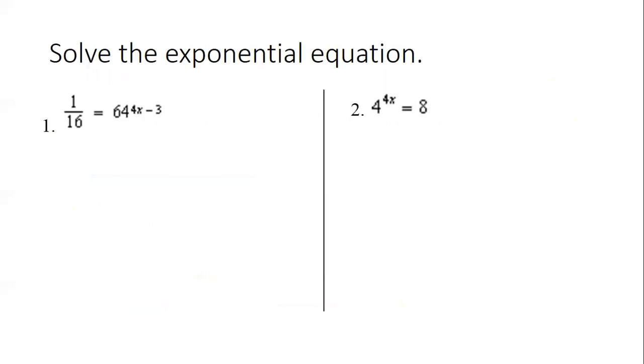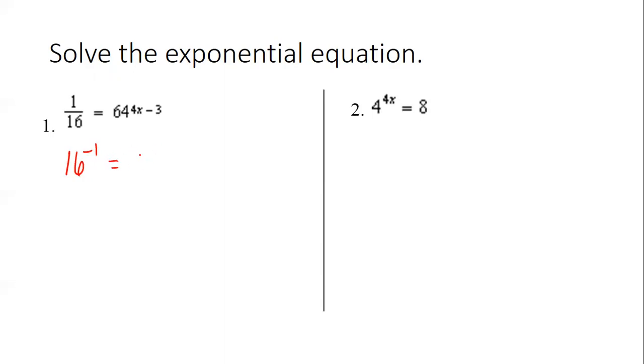So step 1, we're going to start off hard with a fraction. We're going to come out of the gate strong. We have 1/16 equals 64 to the 4x minus 3. 1/16 is a fraction. To change a fraction into a non-fraction, remember that means you have to make the power of it negative. So you need a negative exponent. So this is going to be written as 16 to the -1. That's how you undo the appearance of a fraction.